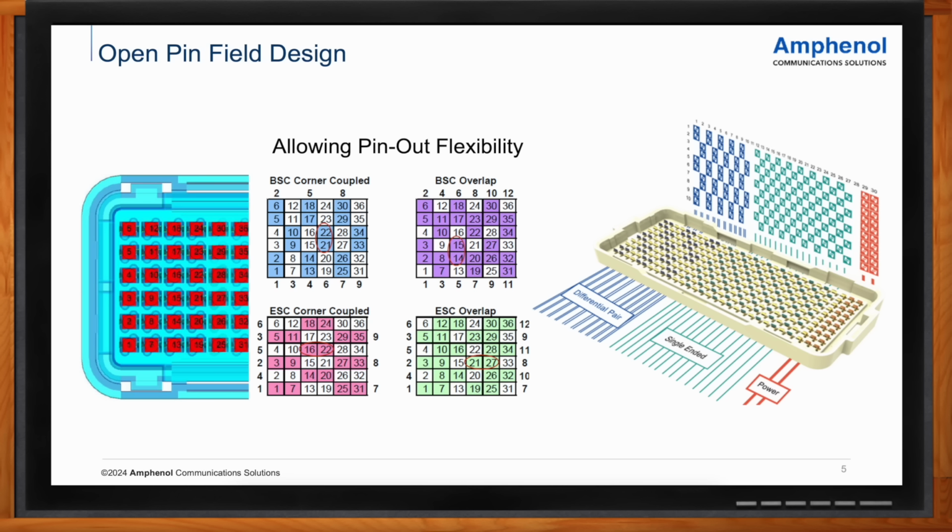And what that means is all of the contacts are identical, whether you're using them for high speed signaling, low speed signaling, power, or ground. A typical customer application, they're going to have some pins that they're going to want to do higher data rates for signaling. They're going to want to have some low speed signals for clocks and things of that nature.